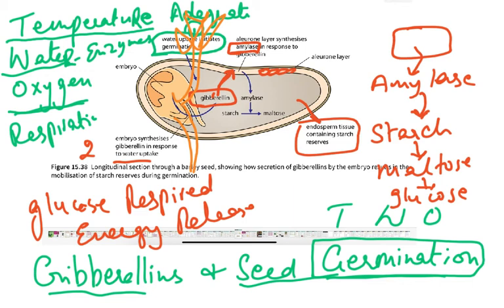So please understand the role of gibberellin in seed germination. Water uptake initiates germination. Embryo synthesizes gibberellin in response to water uptake. Gibberellin diffuses into the aleurone layer. There it causes the transcription of amylase. Amylase is transferred to the endosperm. In the endosperm, the starch is converted to maltose, maltose to glucose, glucose respired, and energy released.